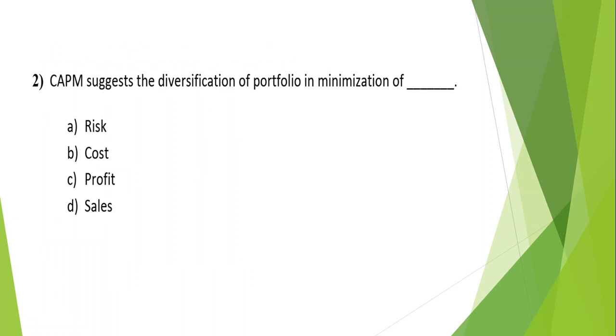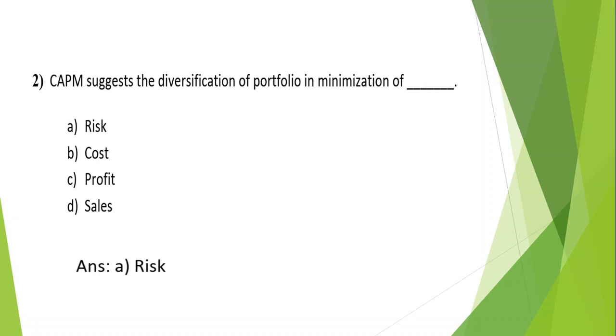Similarly, we have one more question. The capital asset pricing model suggests the diversification of portfolio in minimization of dash. We have four options. Option A, risk. Option B, cost. Option C, profit. Option D, sales. Any guessing answer for this? The answer is option A, risk. CAPM suggests the diversification of portfolio in minimization of risk.